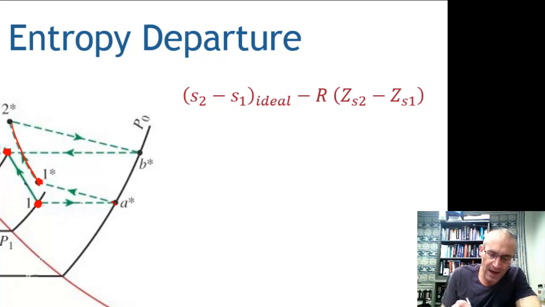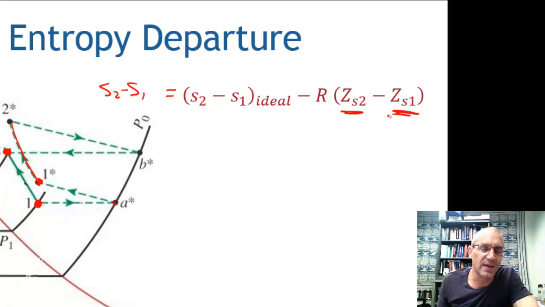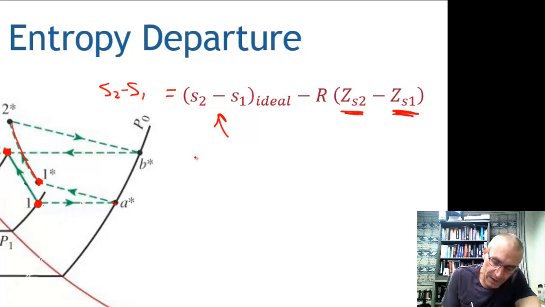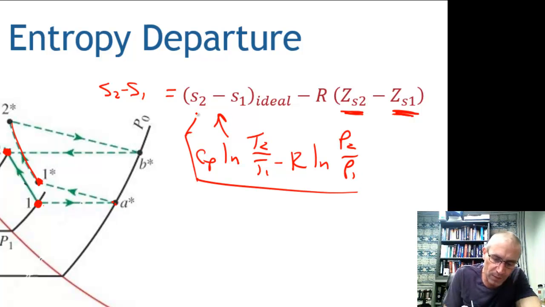And what's nice is, in the end, we want to know what S2 minus S1 is. We're going to use a departure term from a different table, but it's done the exact same way. It's called Z sub S. So we have ZS2, ZS1, normalized by the value of R. And our ideal component for our entropy will be something, for example, like a TdS relationship. So we would have Cp ln of T2 over T1 minus R ln of P2 over P1, for example. That whole thing right there would be the ideal component, and then we would look up these values off of our entropy departure chart.